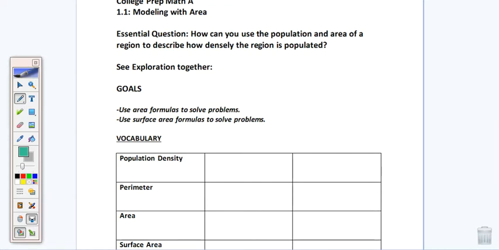How about a volunteer to read my essential question with modeling with area today? Volunteer to read that for me? Go ahead, Jaden, thank you. How can you use the population and area of a region to describe how densely the region is populated? Okay, so population, how densely populated, that's kind of what we're after, okay?